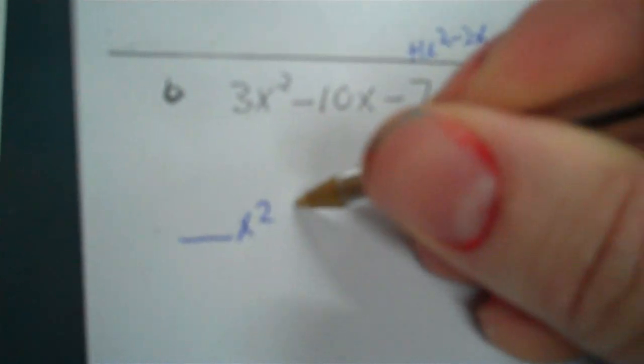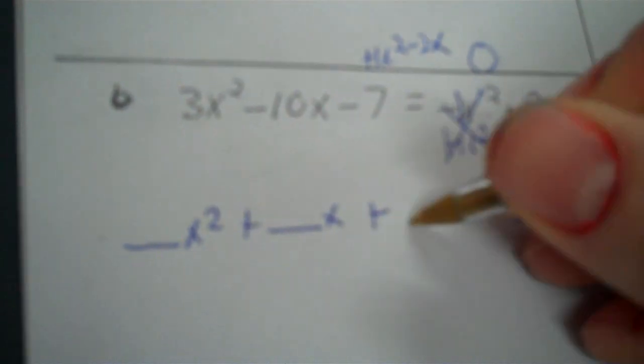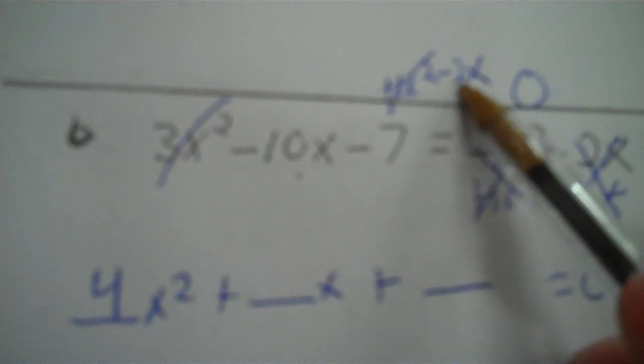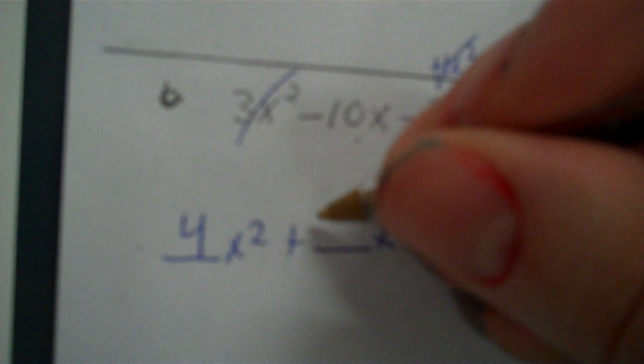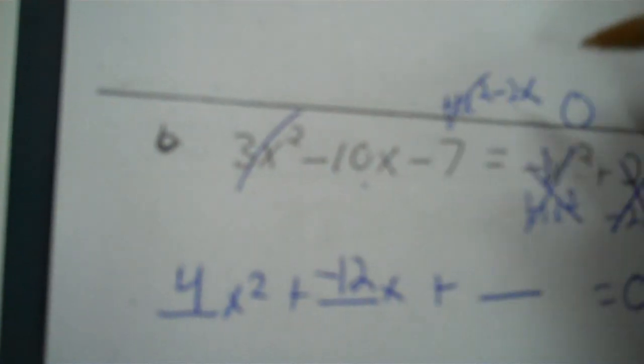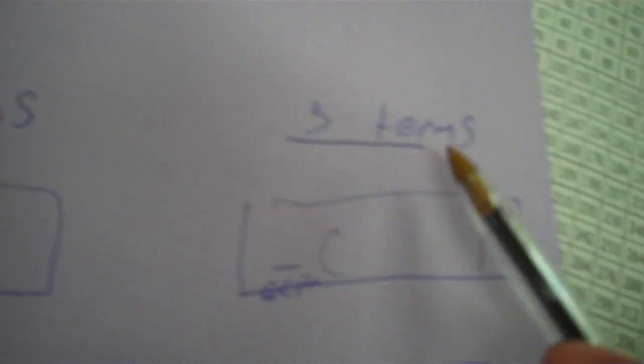So x second, x, constant. X second, look through that whole thing. You have a 3 and a 1, so that's 4. X, you have a negative 10 and a negative 2. You add those, and that's negative 12. Constants, you just have the negative 7. That's it. Okay. Now we know that we're equal to 0. Check it. 3 terms. GCF, no.